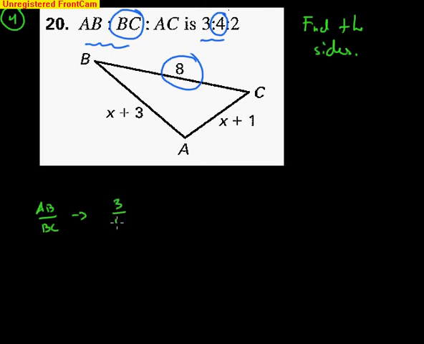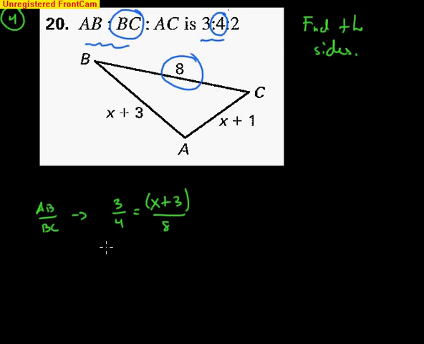Well, I'm going to put the ratio as a fraction, 3 to 4, equals, and now I look at my picture. AB is this side, x plus 3. BC is this side, which is 8. And there's my proportion that I can use to find x. It is not the only one to use, but it is probably the best one, the easiest one. But this is one I would choose.